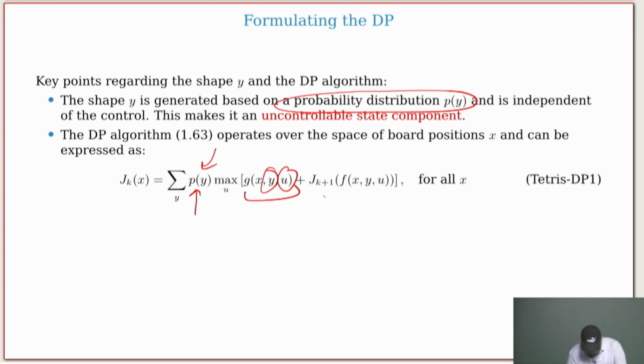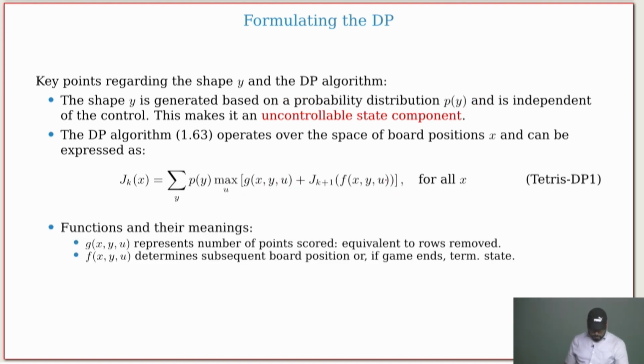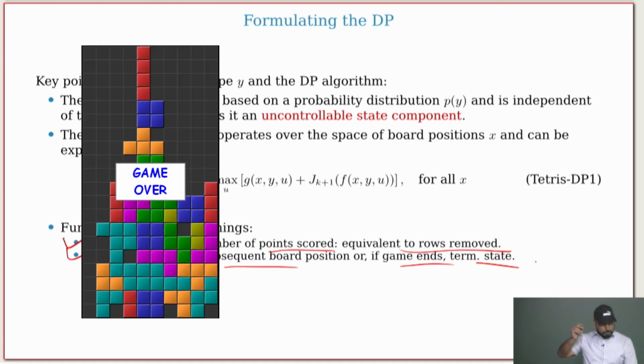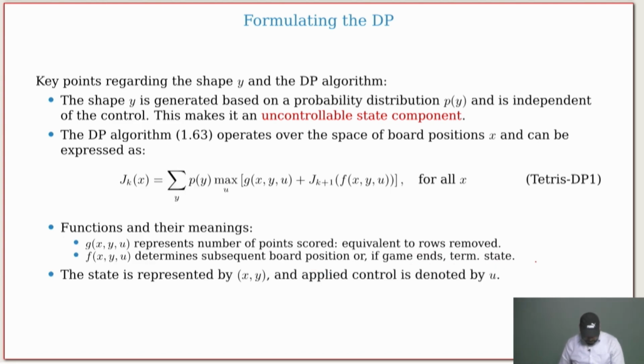And then for the future cost, k plus 1 onwards. Here G(x, y, u) represents the number of points scored, equivalent to the rows removed, and F(x, y, u) determines the subsequent board position, or if the game ends, it is equivalent to the terminal state. We know how the game ends, because when one of the columns hits the top, the game ends. The state is represented by (x, y), and the applied control is denoted by u.